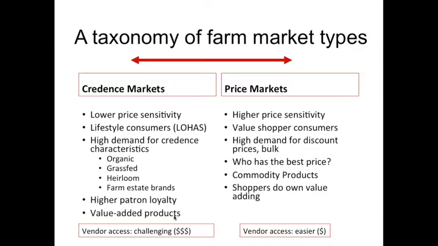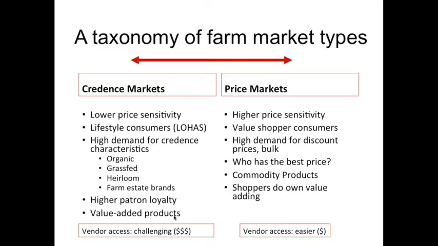This is something we've kind of worked through. These are different types of farmers markets, and this is a spectrum. I don't think that there's any one that falls all the way one way or the other. But in a credence market, some of the key aspects are that the customers are less price sensitive, meaning if a price goes up, if something seems priced high, they don't tend to care about that quite as much.